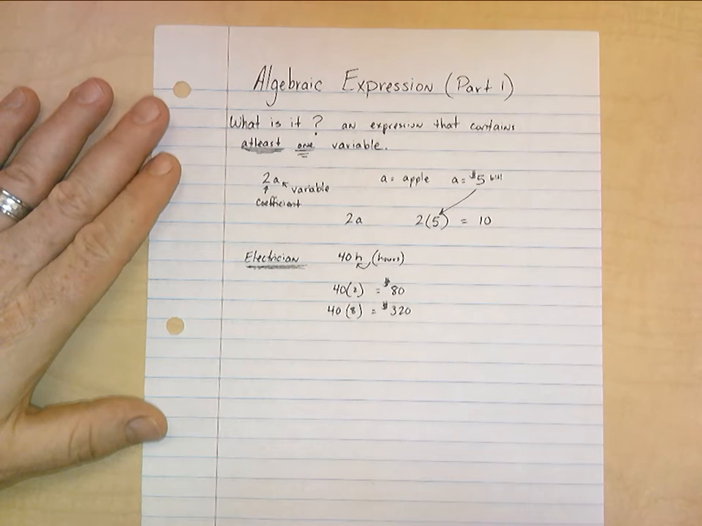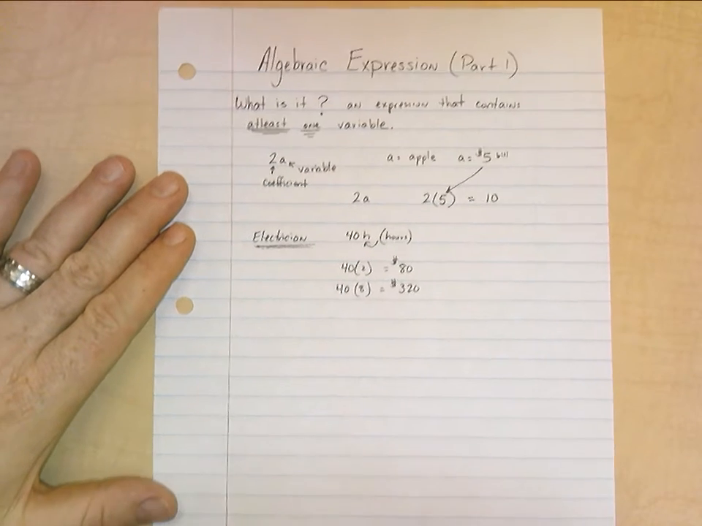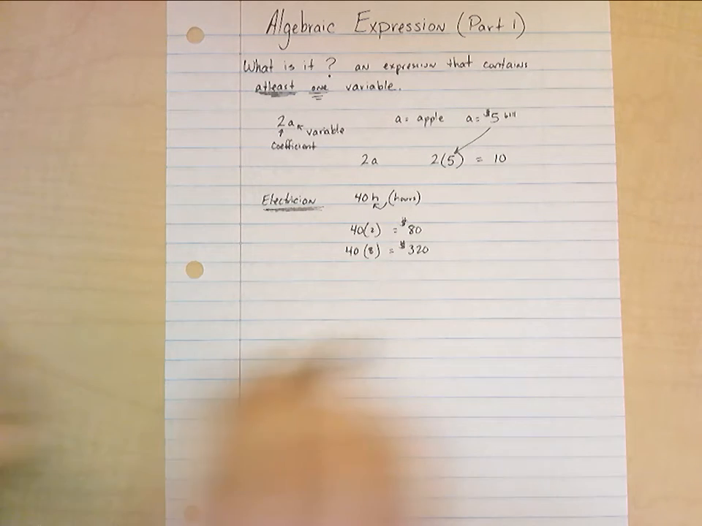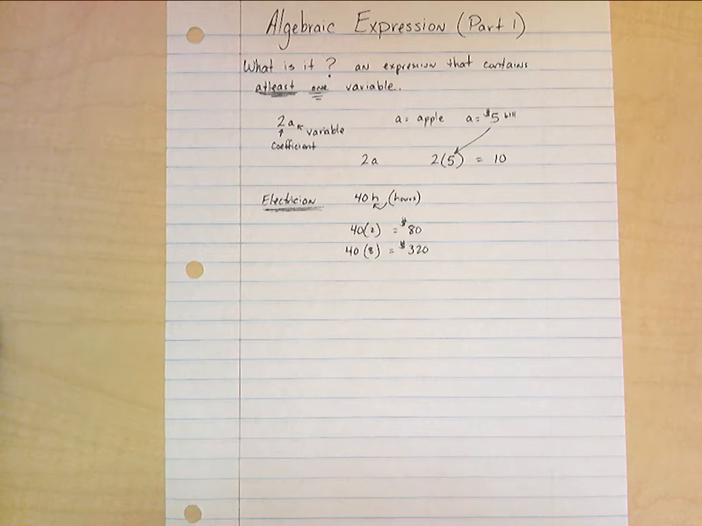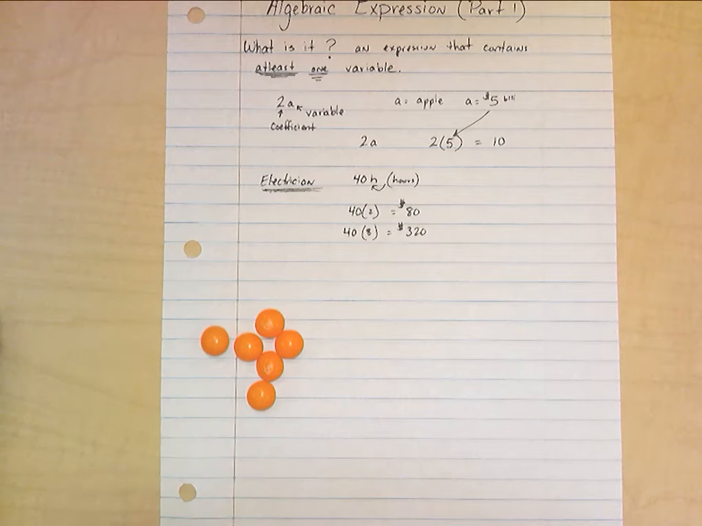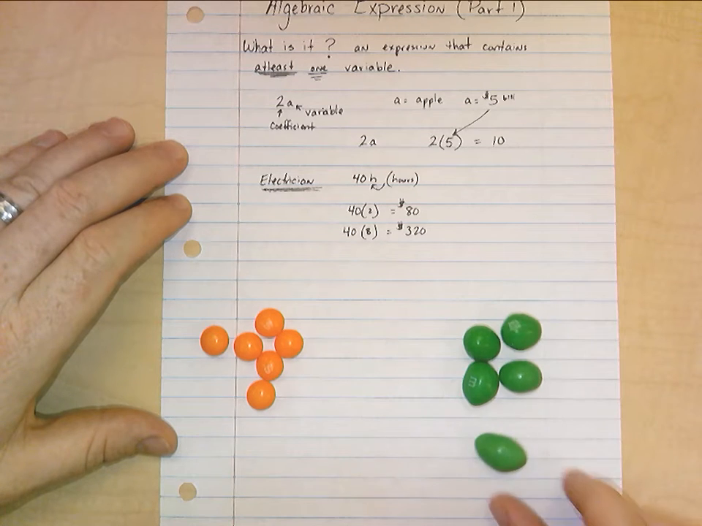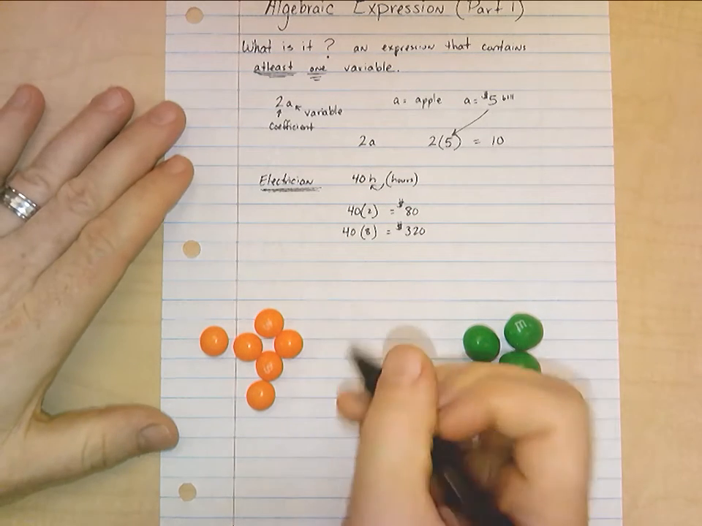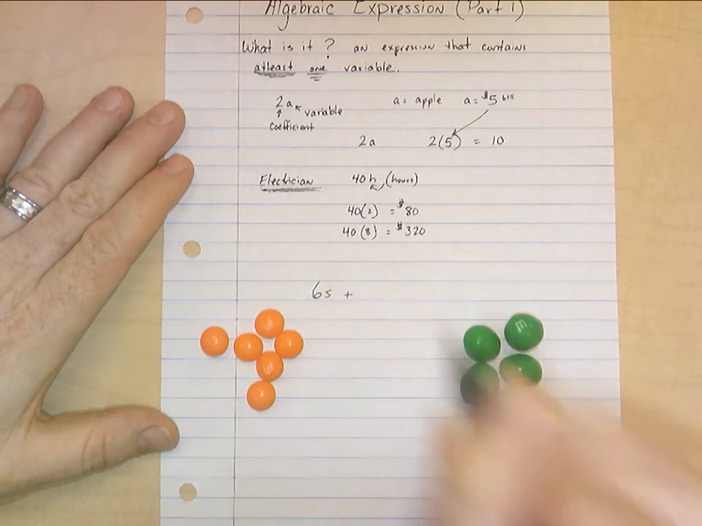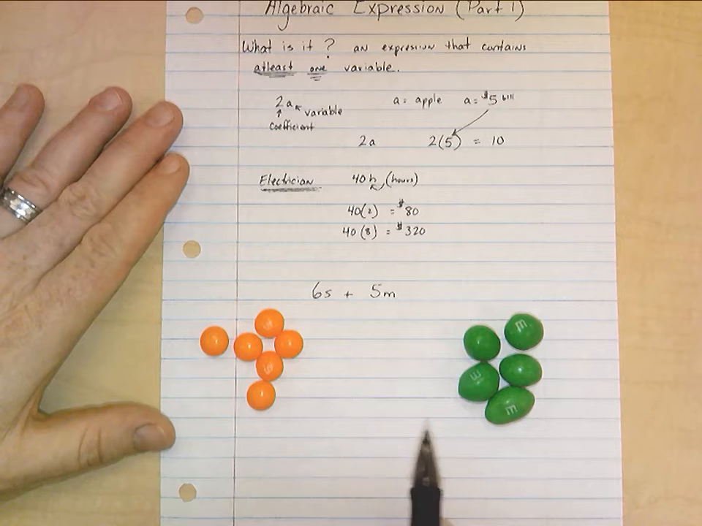Now, this can get a little bit more complicated, but basically that's the idea behind what an algebraic expression is. And there are some letters you just can't simply add together. For example, let's say I had 6 Skittles, and then I had 5 M&Ms, and they just happen to be orange and green. I can use S for Skittles, so 6S plus 5 M&Ms, and I can just put M for M&Ms. That would also be an algebraic expression.